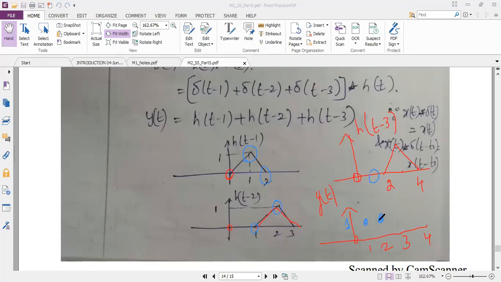Now at 3, let me check. At 3 I do not have anything in the first diagram, and for second diagram I have 0 and third diagram I have an amplitude 1. So at 3 my amplitude is 1. And let me check at 4. At 4, first two diagrams I do not have anything, and last diagram I have 0. So when I join everything, I will get the answer like this. So I hope you all understood this.